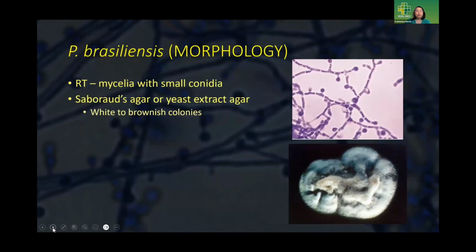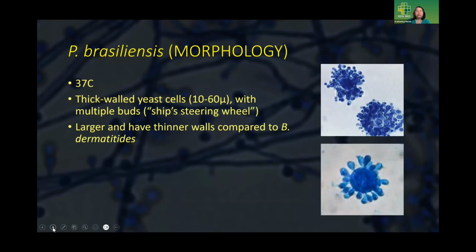Paracoccidioidomycosis is caused by Paracoccidioides brasiliensis. Cultures of the mold grow very slowly and produce chlamydospores and conidia. The features are not distinctive. At 37 degrees centigrade on rich medium, it forms large multiple budding yeast cells. The yeasts are larger and have thinner walls than those of B. dermatitidis. The buds are attached by a narrow connection.